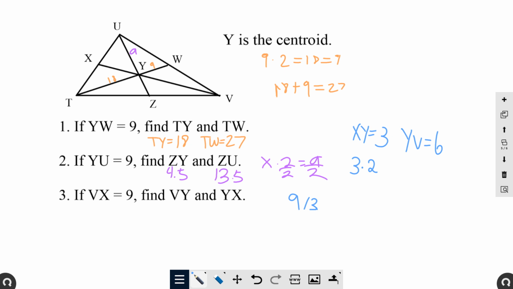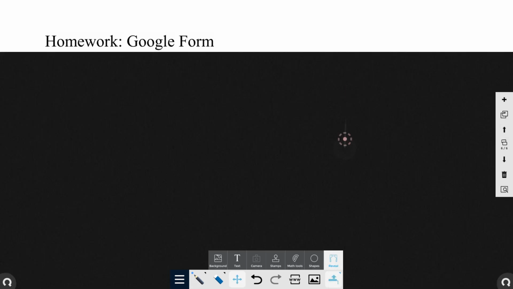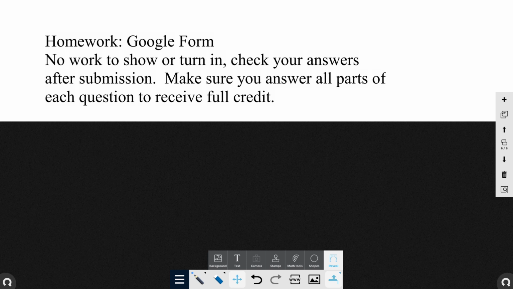All right. Tonight for homework again is a Google form. It is on Canvas. So open up Canvas, click on the Google form. Make sure that you answer all the parts. This was written up from last year, so ignore that 3D models because that's not due tomorrow. But there's no work to show or to turn in.